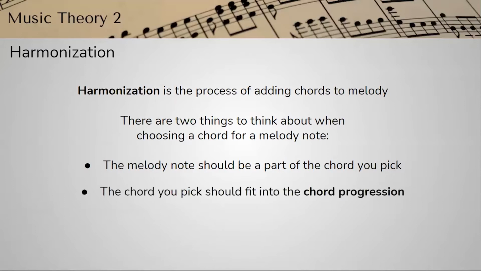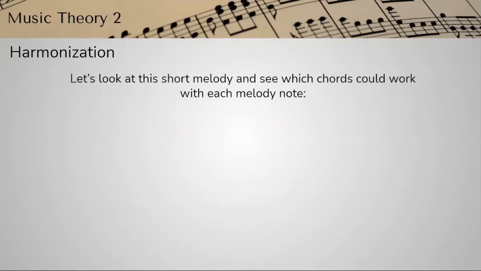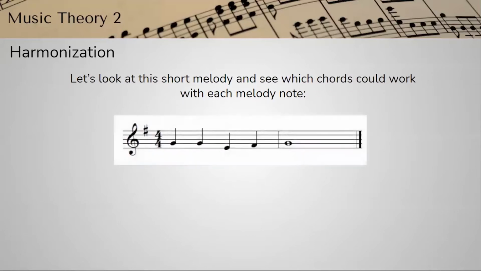And then the chord that you pick should also fit into a chord progression, so a conventional and convincing chord progression. And that's the part we're going to focus on today. So let's look at this short melody and see which chords work for each melody note. So this is kind of working on the first part of that little two-part thing. This is the key of G major, and our little melody is just this.